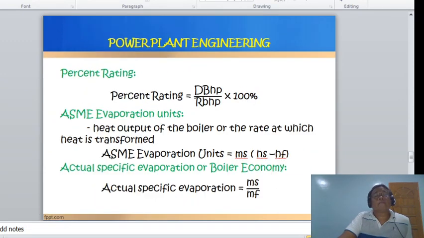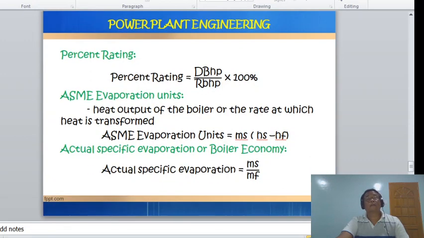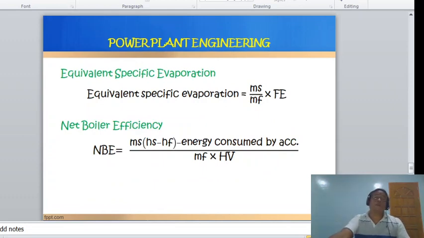Okay? So another is percent rating. Percent rating is the ratio of the developed boiler horsepower divided by the rated boiler horsepower. And for ASME evaporation units, that is equal to the mass of steam multiplied by the change in enthalpy of the saturated steam and the saturated liquid. And another, the actual specific evaporation or boiler economy, is equal to mass of steam divided by the mass of fuel. The equivalent specific evaporation is equal to the mass of steam over mass of fuel multiplied by the factor of evaporation.